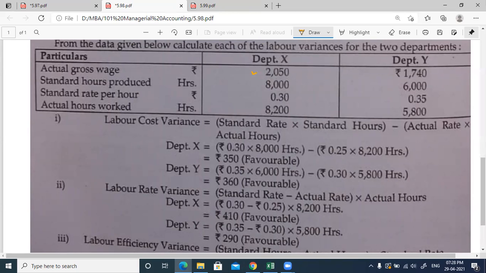Please take your calculator, all of you. Standard rate is 30 paise. We have taken 30 paise. Standard hours is 8000.